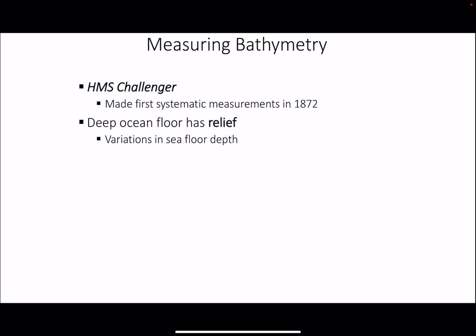The HMS Challenger, which you are probably used to thinking of as Darwin's ship, also made sounding measurements fairly systematically the whole time that it was cruising. And that was really where the idea came from that there's relief on the ocean floor, so that there are variations in the depth of the seafloor, meaning that there are features, right? That it's not just completely flat.